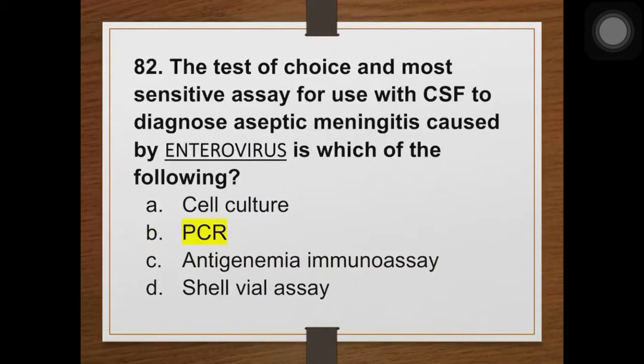Number 82. The test of choice and most sensitive assay for use with CSF to diagnose aseptic meningitis caused by enterovirus. Aseptic kasi wala pong tutubong bacteria or fungi. Most common cause of aseptic meningitis are the enteroviruses and most sensitive assay for enteroviruses is the PCR. Correct answer 82, letter B.